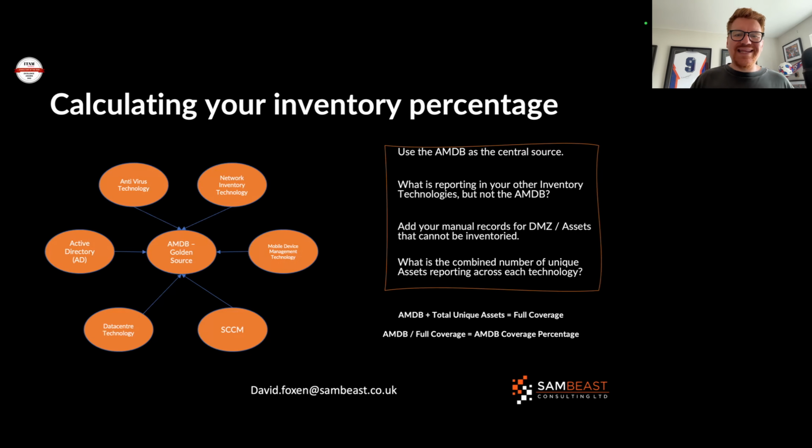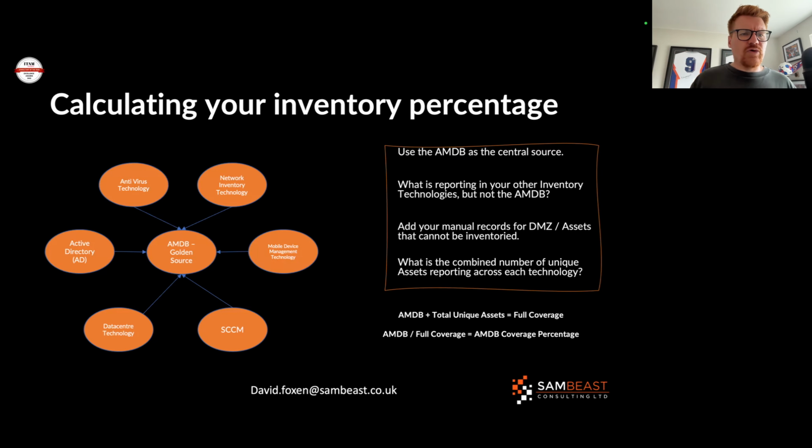Once you've got all the data, it is a really easy way to calculate your inventory coverage percentage. First of all, you're using the AIMDb as your golden central source of truth, and you're looking at all of these other inventory tools, comparing that to the AIMDb. What isn't in there is your first priority. You can then calculate your inventory coverage percentage by looking at the total numbers of the ones that are in the inventory tools and the AIMDb. Do not double count though. If it's in the AIMDb and the inventory tools, that just counts as one. Do not count it as two. Make sure they're unique assets, unique records based on the serial number.